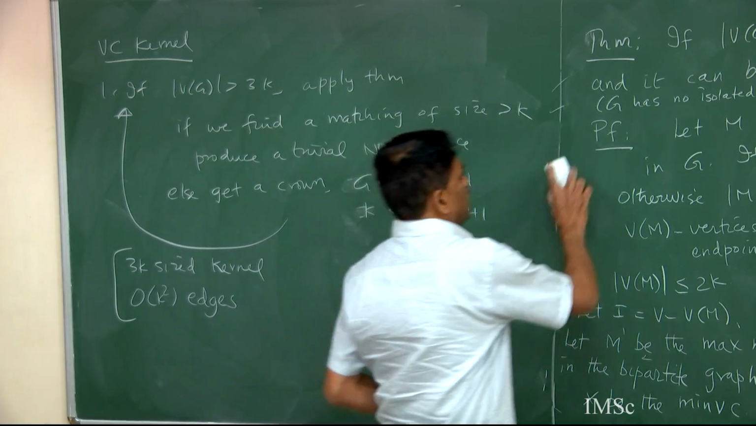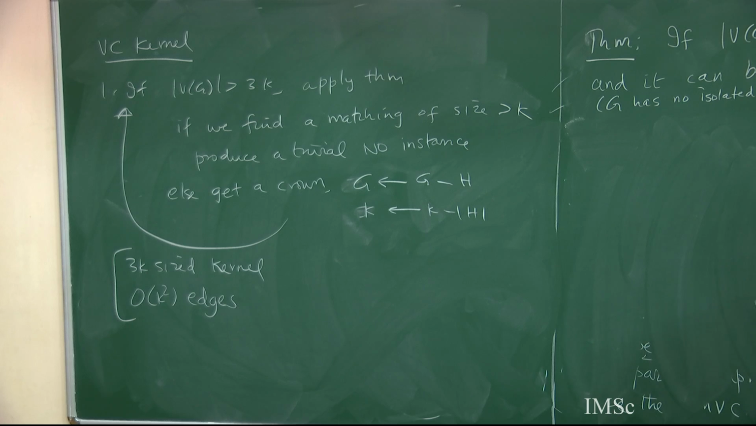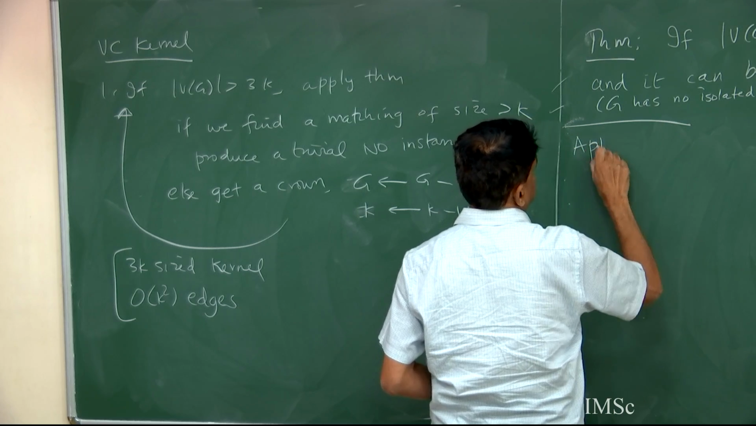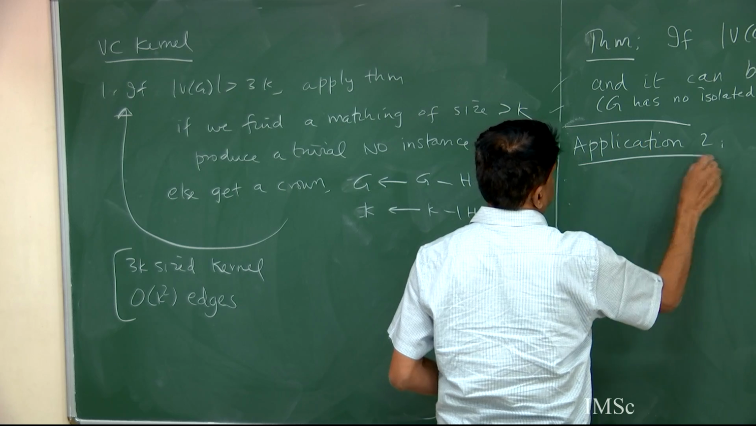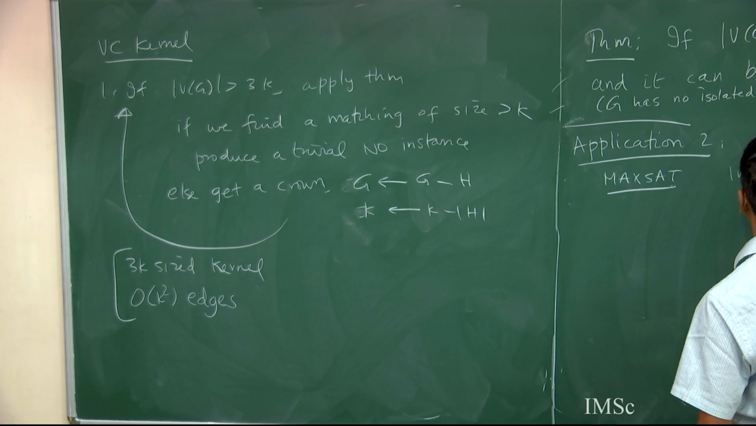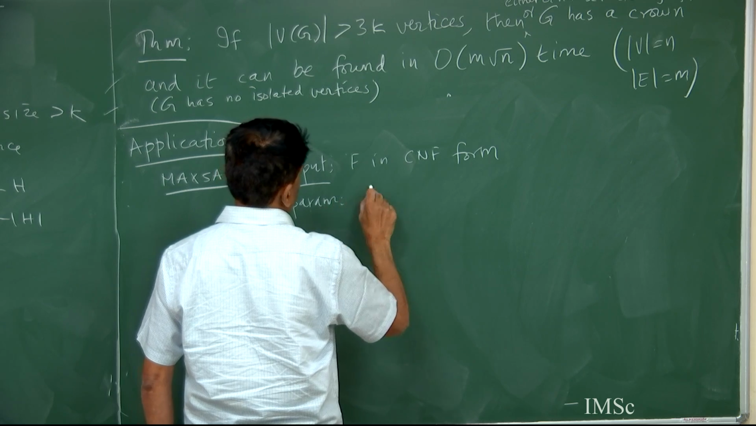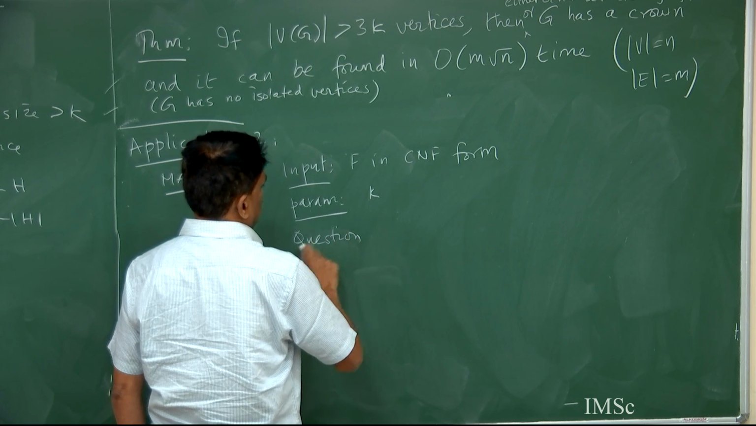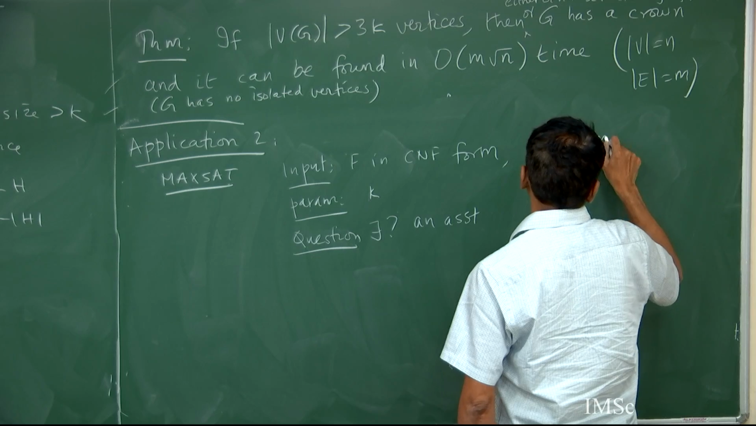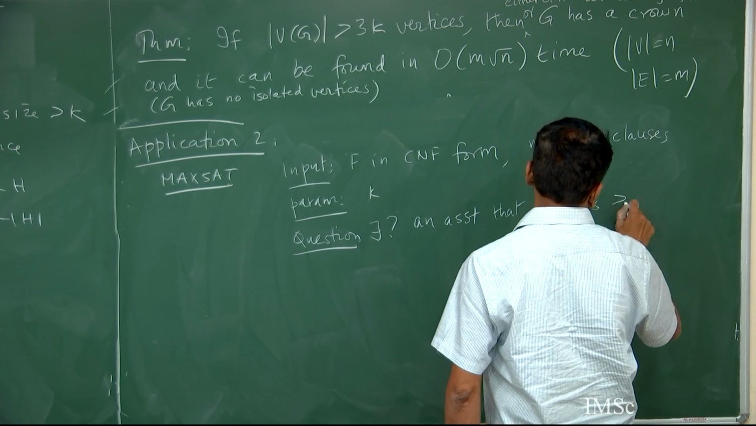Okay, let's do one more application, and that's for MaxSat. So what is the problem? Given f in CNF form, my parameter is k. The question is, is there an assignment, n variables, m clauses, that satisfies at least k clauses.